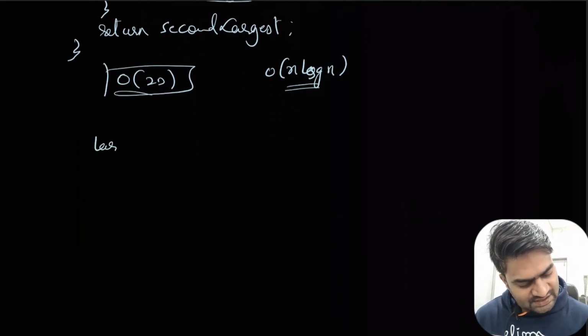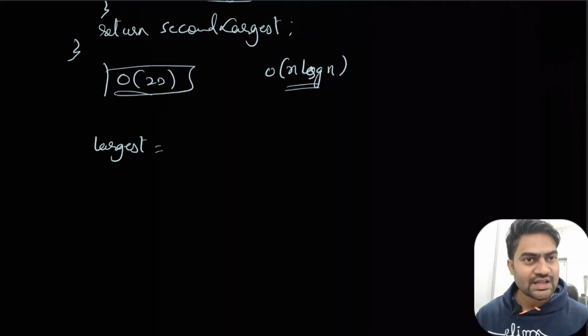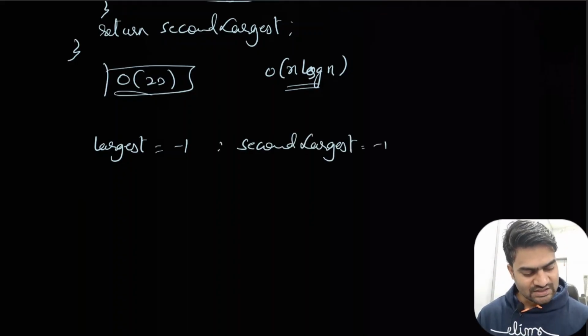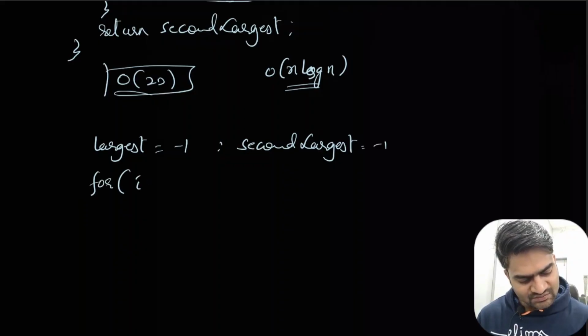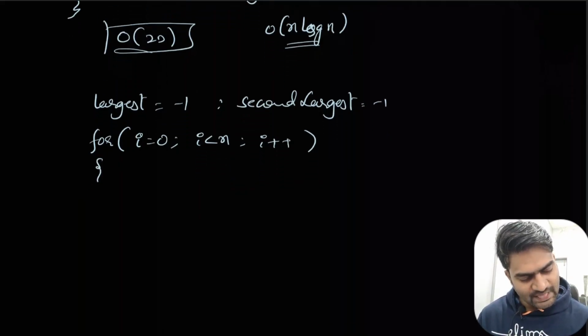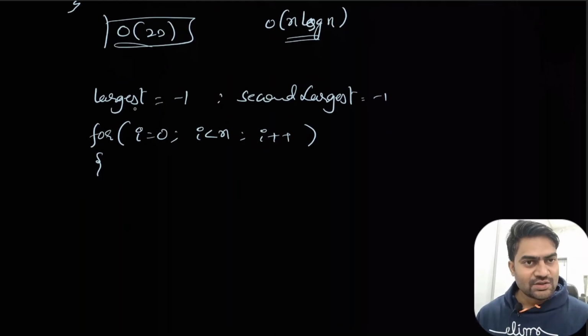So let's take again largest equal to something, maybe -1, then second largest, again equal to -1. Now I will use a for loop, i equal to 0, i less than n, i plus plus. I will check if the number is greater than largest, then it is the largest, right? If that is the case, my second largest can be the current largest, correct?